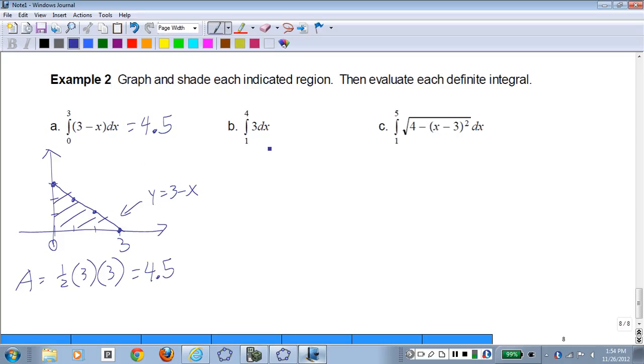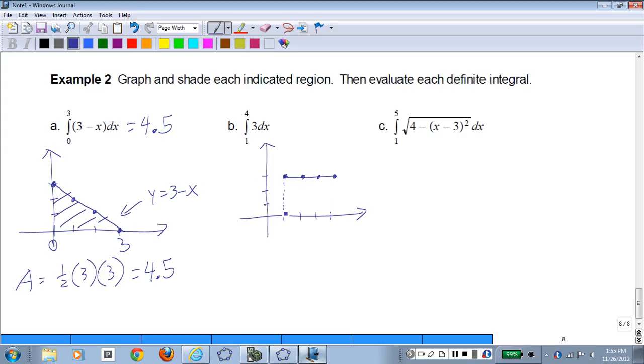What about this one? I think this one is a rectangle for sure. It may even be a square. So when x equals 1, it's 3. When x equals 2, it's 3. When x equals 3, it's 3. When x equals 4, it's 3. It's constant. It's always 3. So the graph is a horizontal line segment.